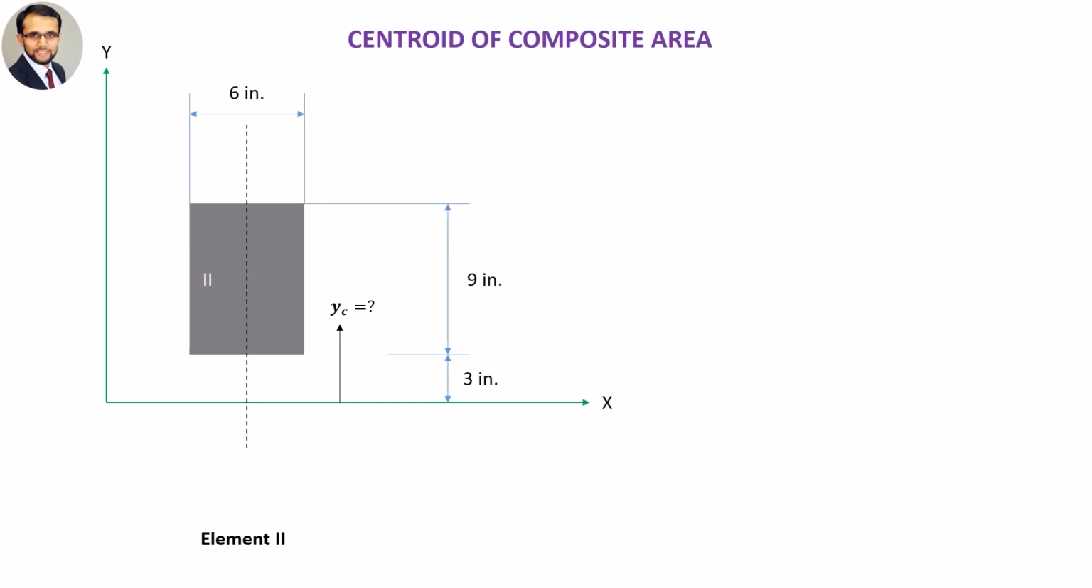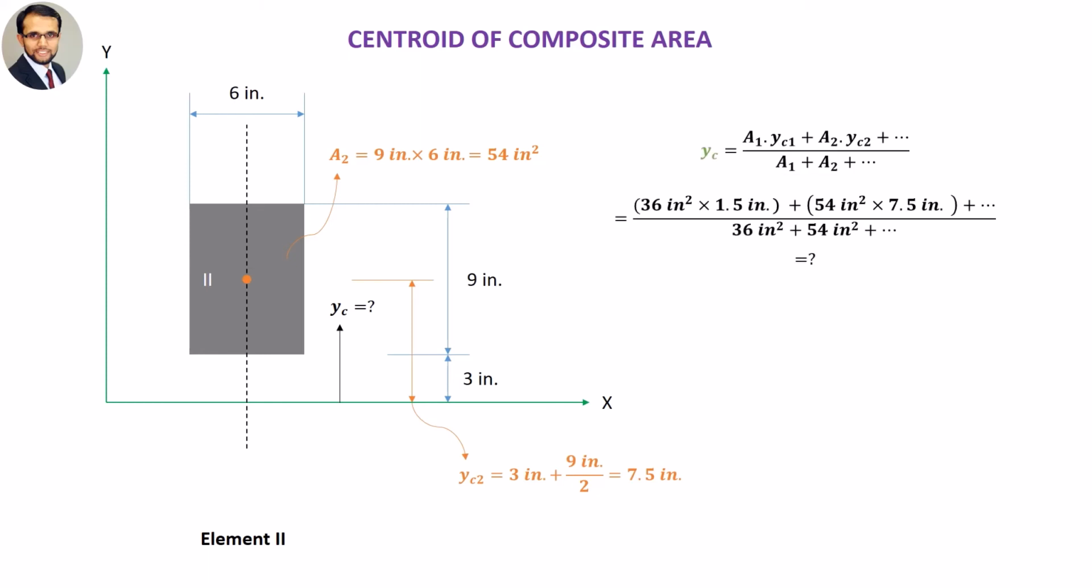This is the central rectangle, that is element 2 of the composite area. The area of this rectangle is 54 square inch. Again, since we are going to find y sub c, the distance to the centroid of this element 2 measured from the x-axis, y sub c2, is 3 plus half of its height, which is equal to 7.5 inch. Now plugging these values again in the equation of y sub c, we get this, which is still not complete.